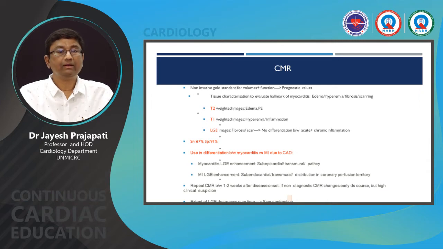image shows the fibrosis or the scar, and you can differentiate between acute MI or coronary artery disease and myocarditis. How? In myocarditis, the late gadolinium enhancement will be subepicardial to transmural, and there will be patchy enhancement, not related to a particular coronary territory. While in MI, you can see subendocardial or transmural enhancement with distribution in the coronary perfusion territory, like LAD or RCA specific territory involved. And sometimes you require a repeat cardiac MRI 1 to 2 weeks after disease onset if the initial cardiac MR is non-diagnostic.